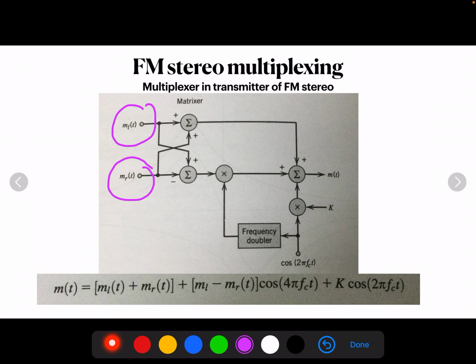So, coming to the block diagram of FM stereo multiplexing, that is the multiplexer part. Let us denote M_L(t) and M_R(t), which are the left and right microphones at the transmitting end of the system. They are applied to the matrixer, which generates the sum and difference. This is plus plus, so this generates the sum. This is plus minus, so this generates the difference.